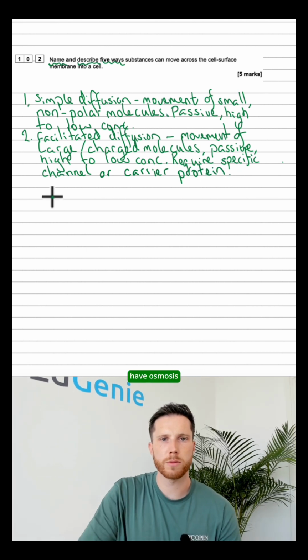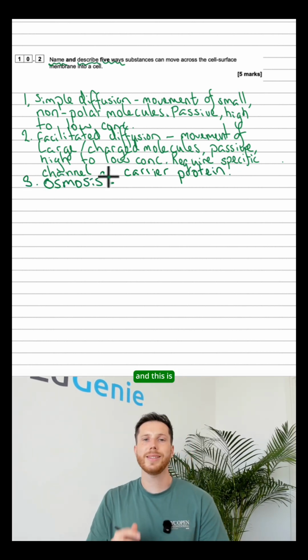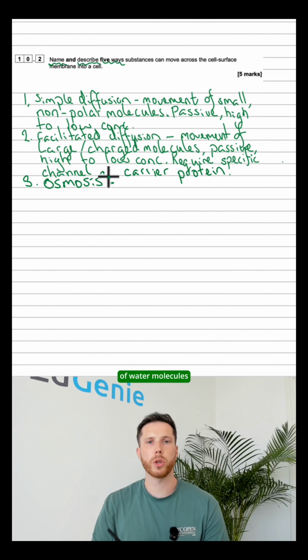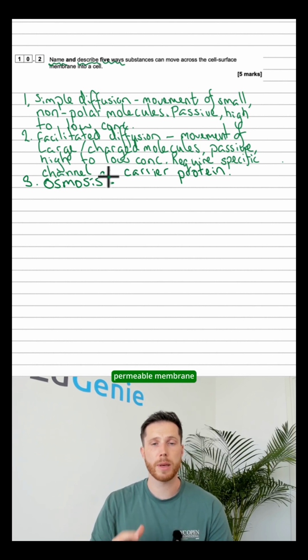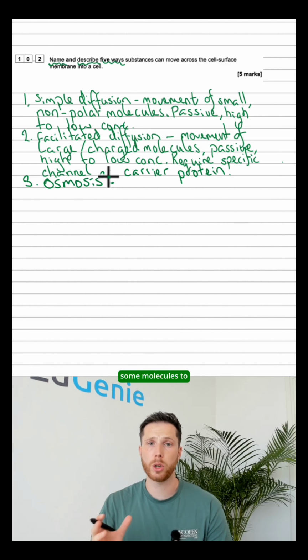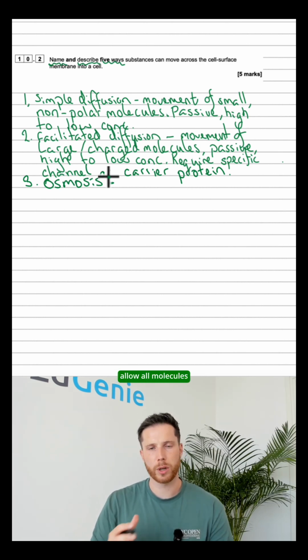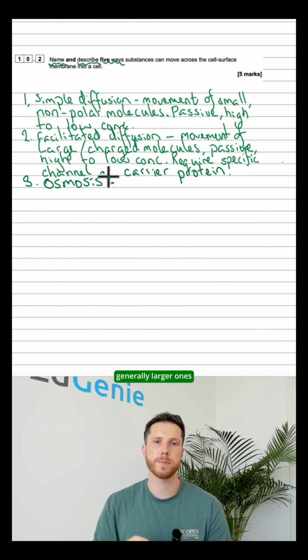Next up we have osmosis. And this is the specific diffusion of water molecules across what we call a partially permeable membrane. And a partially permeable membrane is a membrane which will allow some molecules to pass through, smaller ones like water, but it won't allow all molecules to pass through, generally larger ones.